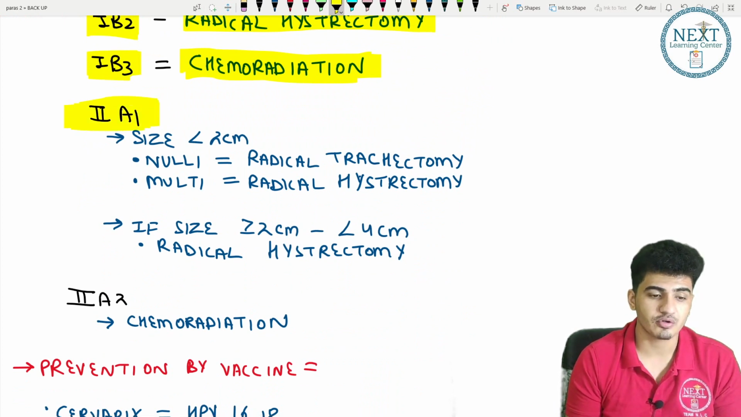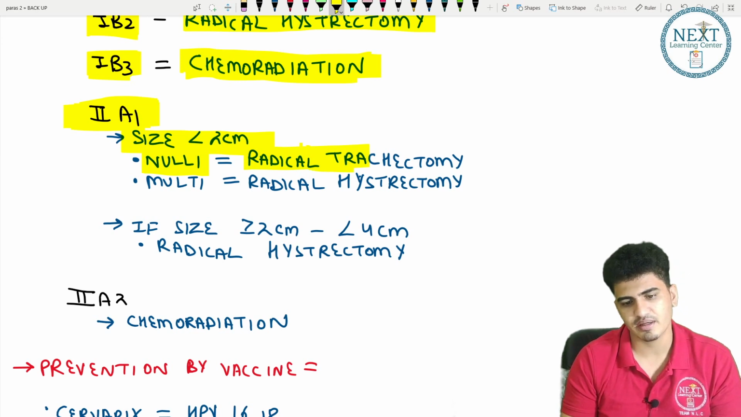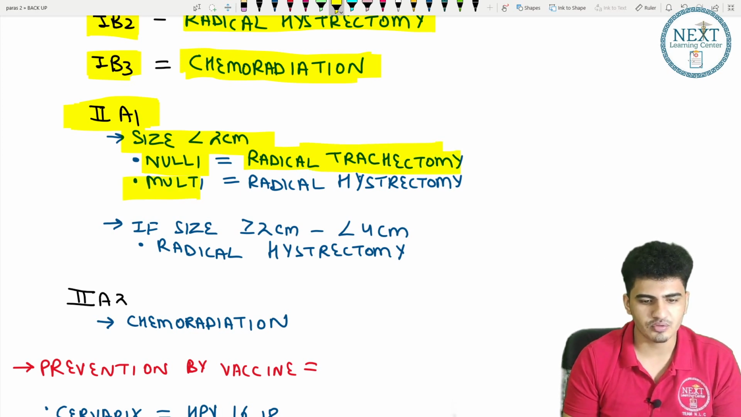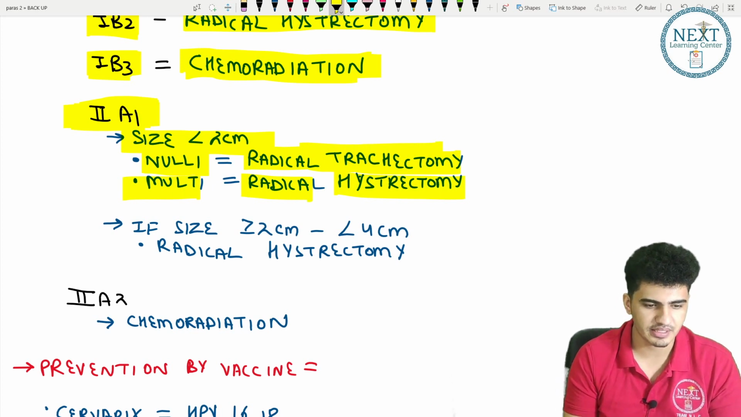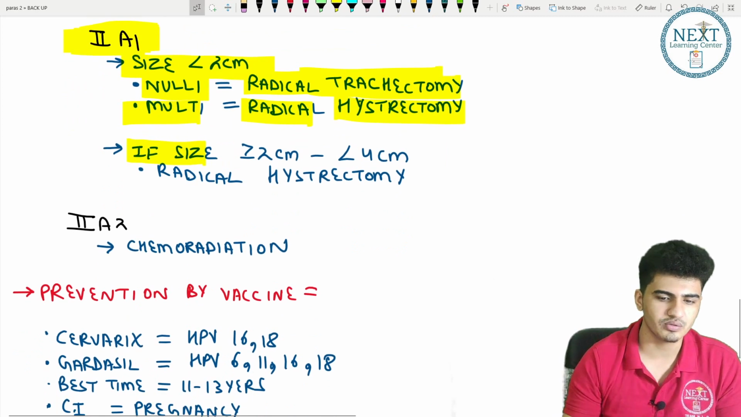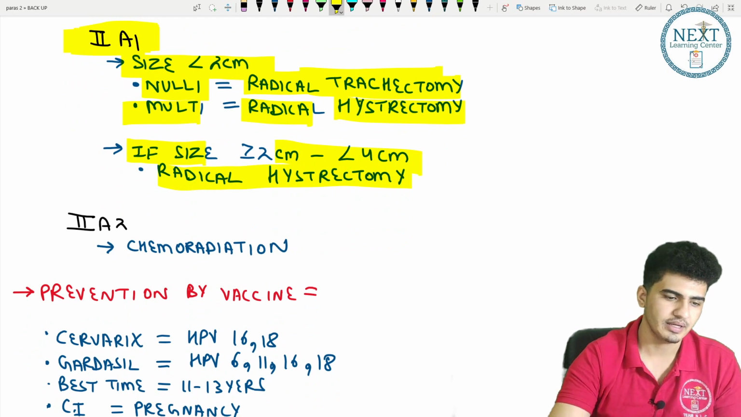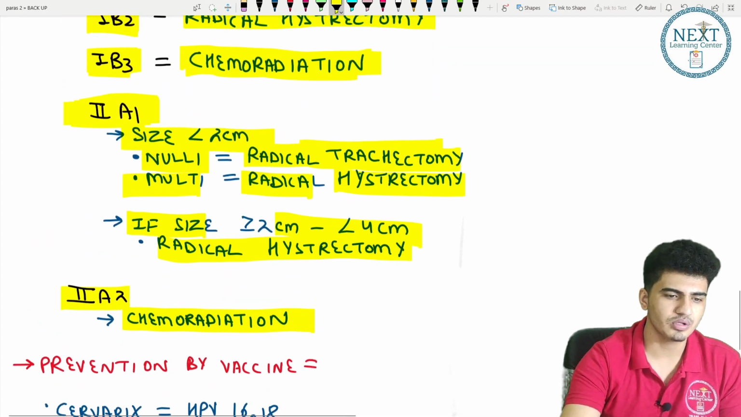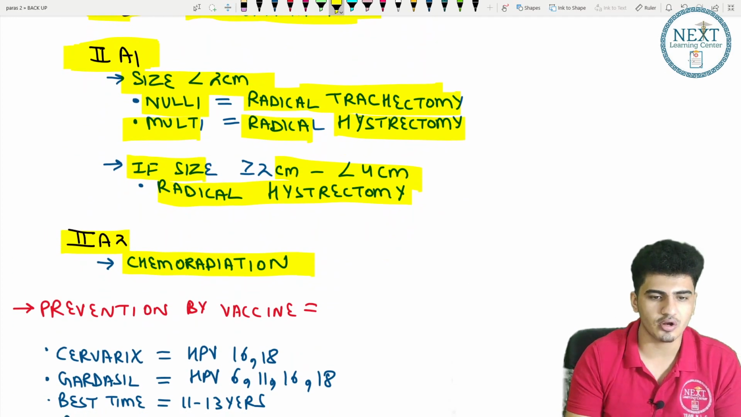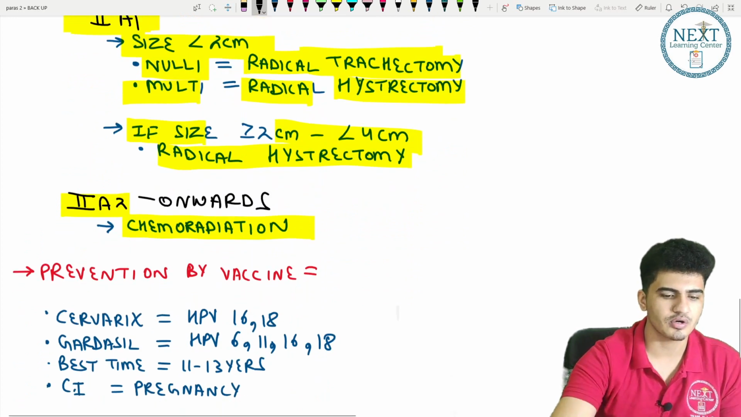2A1, guys, remember: for stage 2A1, if the size is less than 2 centimeters, then in nulliparous you have to do radical trachelectomy, and in multiparous radical hysterectomy. So radical hysterectomy is the main treatment here. If size is more than 2 centimeter, less than 4 centimeter, radical hysterectomy again. Now 2A2, you have to do chemoradiation. From 2A2 onwards you have to do chemoradiation.